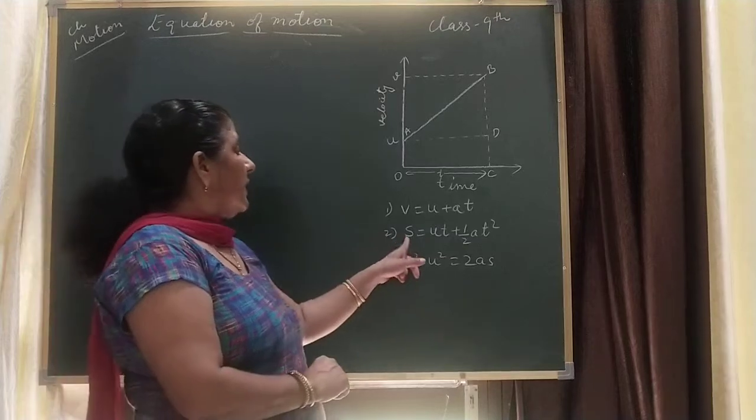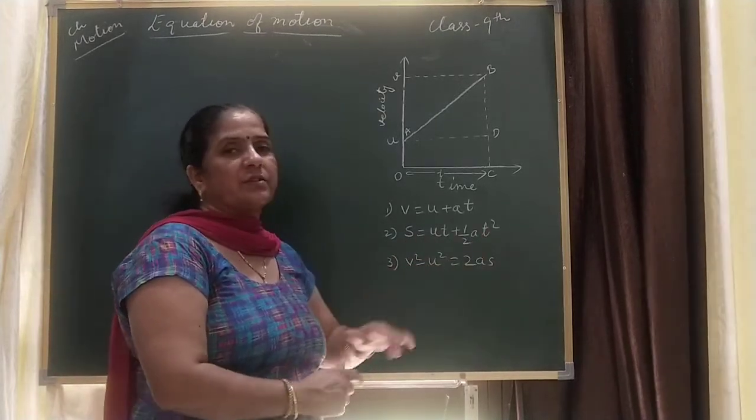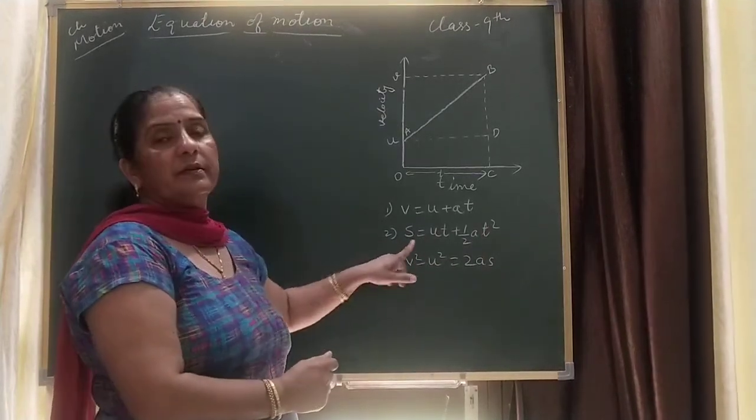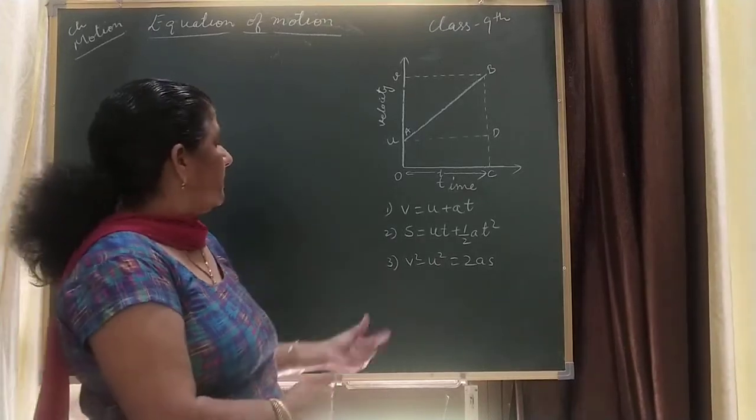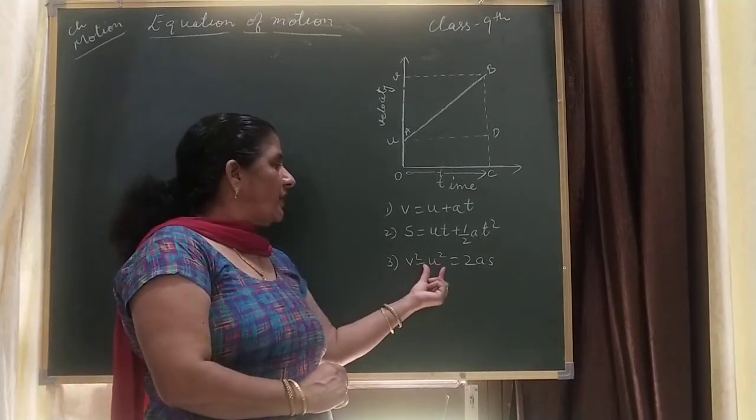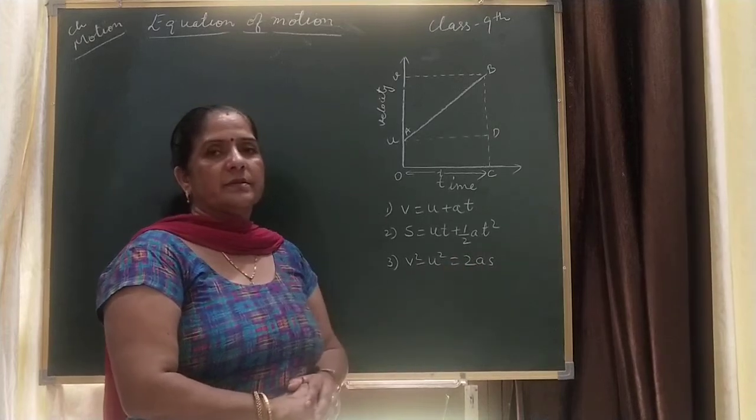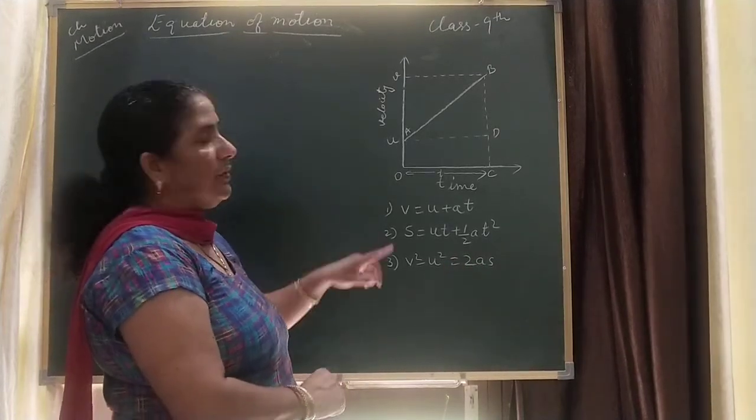Second equation, s equal to ut plus half at square, where s represents the distance covered by an object. Third equation, v square minus u square equal to 2as. Now we will derive them one by one.